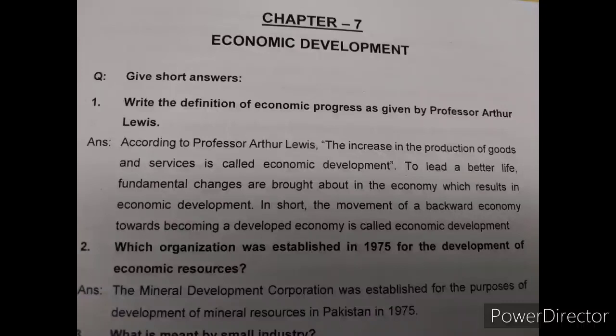And the question number 2 is which organization was established in 1975 for the development of economic resources? And the Mineral Development Corporation was established for the purpose of development of mineral resources in Pakistan in 1975. Question number 3.